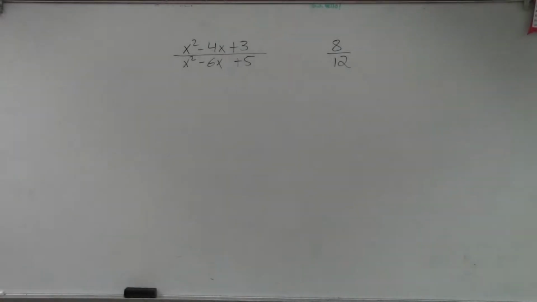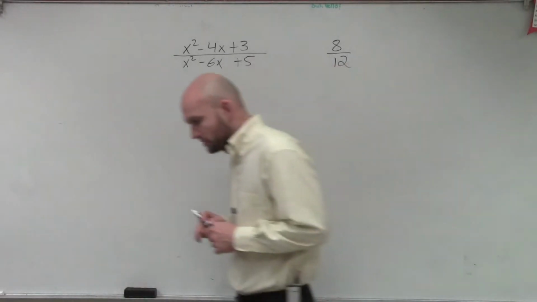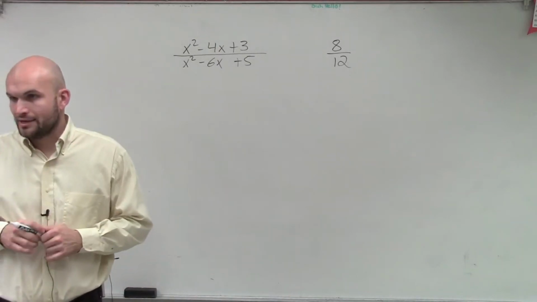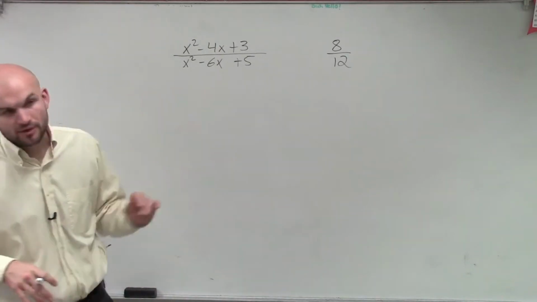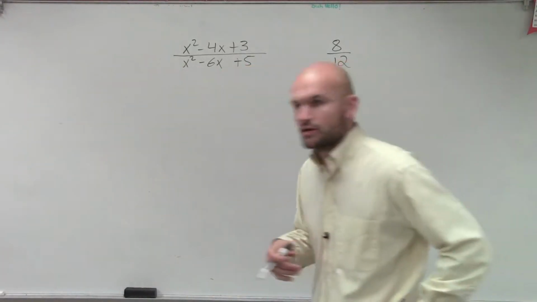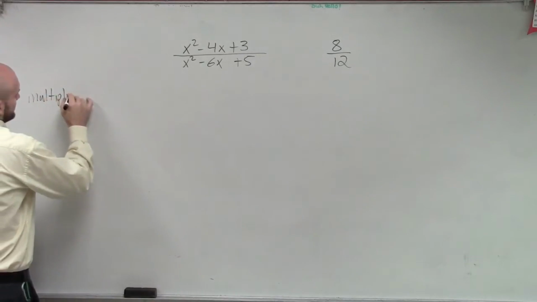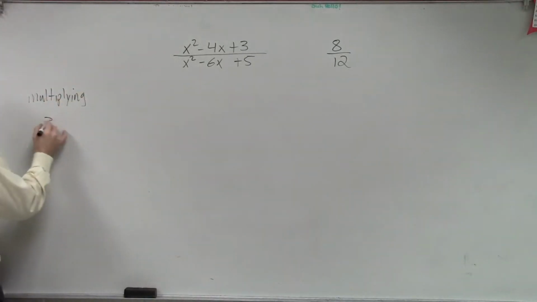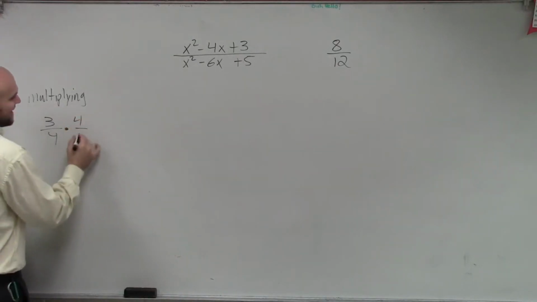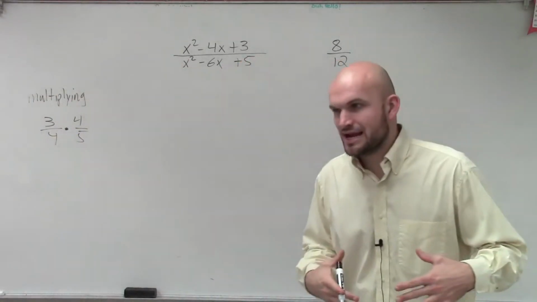All right. So let's go and talk about simplifying. Ladies and gentlemen, I just want to do a quick little review on multiplying and then simplifying. So I have some problems up here which you guys can write down, but let's do a quick review of how to multiply fractions. If I said I wanted to multiply 3 over 4 times 4 over 5, when we multiply fractions, does anybody remember what you do with the numerators and denominators?